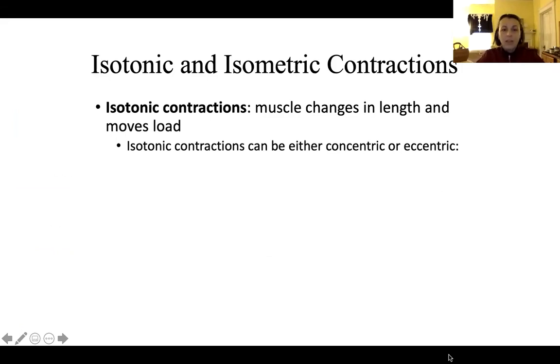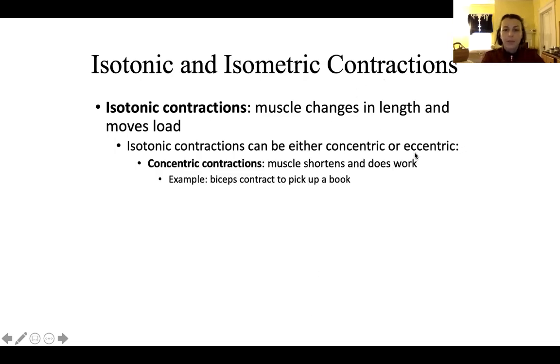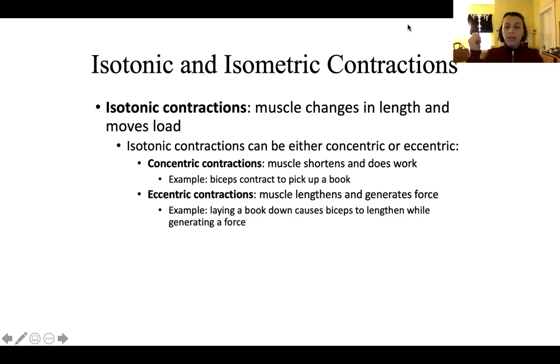So an isotonic contraction, we have that word tone or tonic again, right? And iso means it remains the same. So the muscle changes in length and moves the load, but once the load is moved, it maintains that muscular contraction force. They can be concentric or eccentric. Concentric contraction is when the muscle gets shorter as you contract, and eccentric, the muscle lengthens. So let me go get a heavy book and show you how this works.